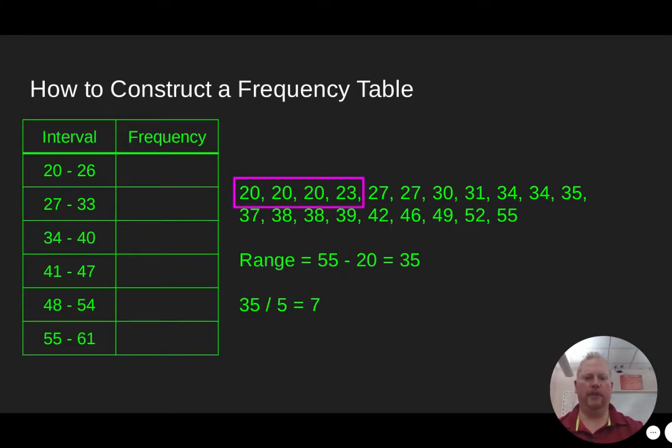So for the first interval, looks like there's 4 values. The next interval, there's 4 values. For the next interval, it looks like 7 values. Then the next interval, there's only 2. And then the next interval, 2. And for the last interval, there's only 1 value. And there's our frequency table.